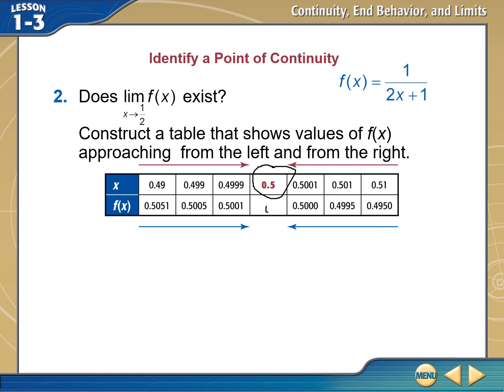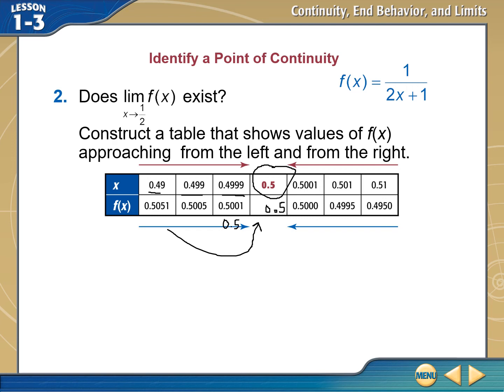0.5 itself, we know its answer is 0.5. This is not my point. I know from the first step that it's defined and the answer is 0.5. So we're going to choose numbers directly less than 0.5 like 0.499 and 0.49. As I try to approach this c, the answers look like they're getting closer and closer to 0.5. So the answer from the left side is 0.5.